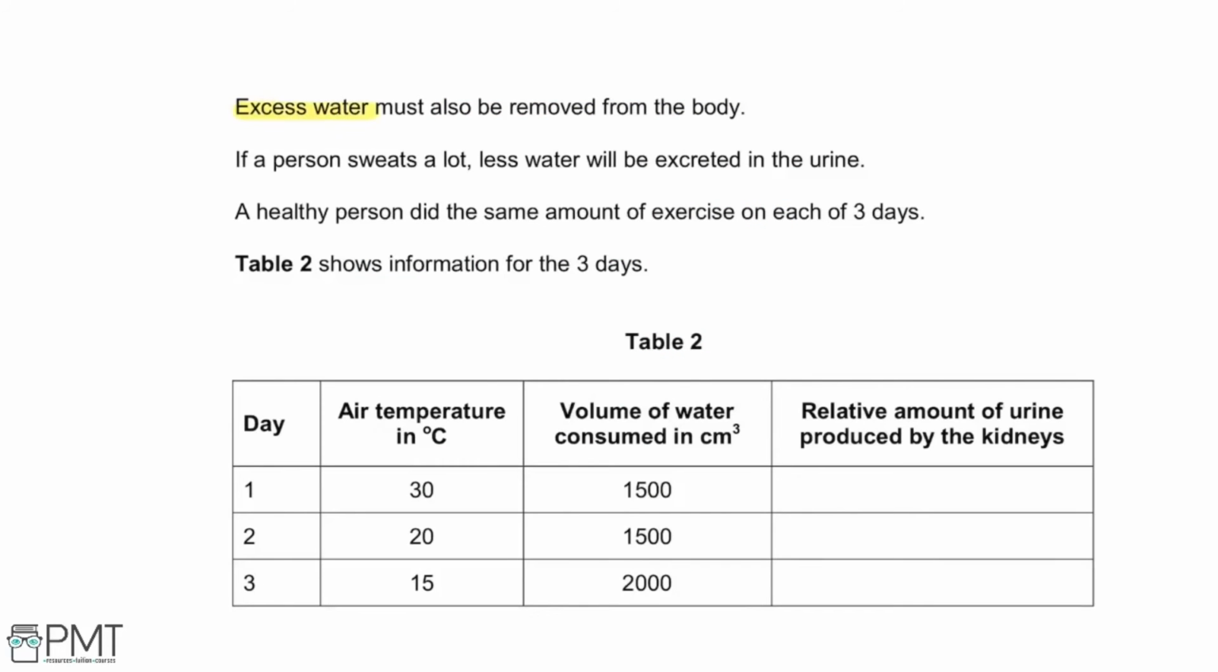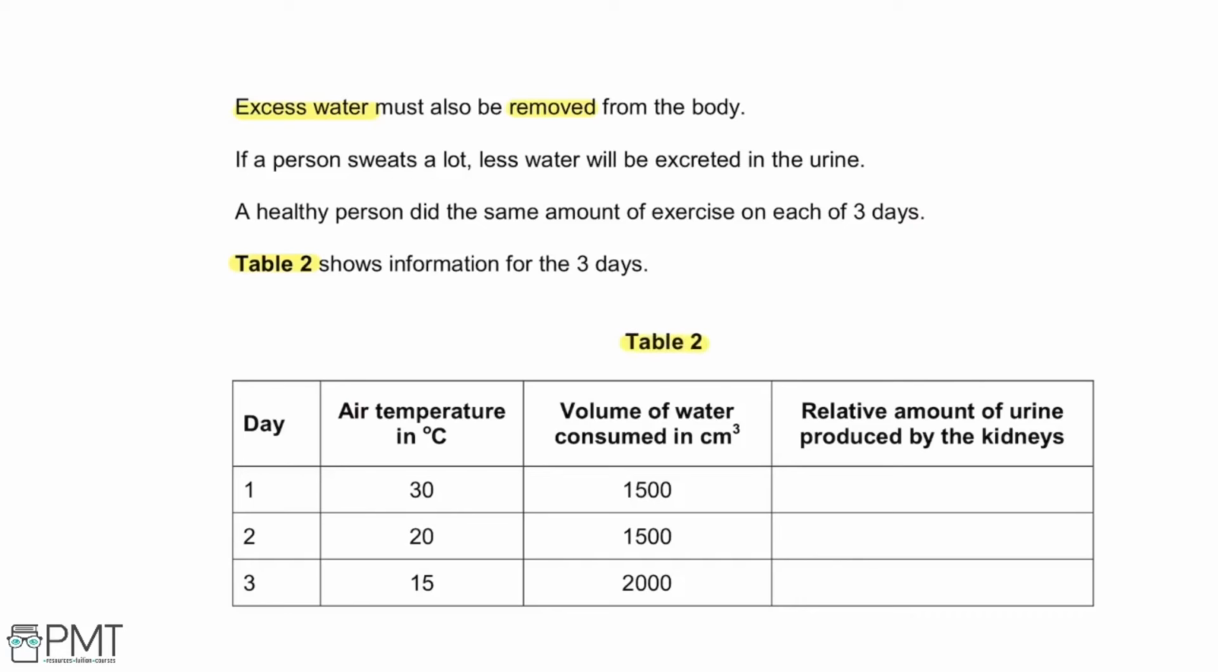Excess water must also be removed from the body. If a person sweats a lot, less water will be excreted in the urine. A healthy person did the same amount of exercise on each of 3 days. Table 2 shows the information for the 3 days.